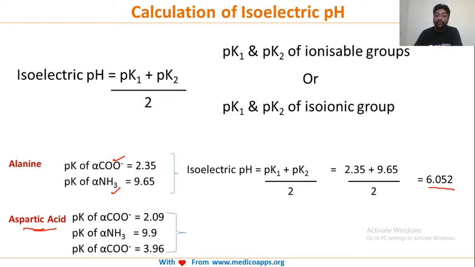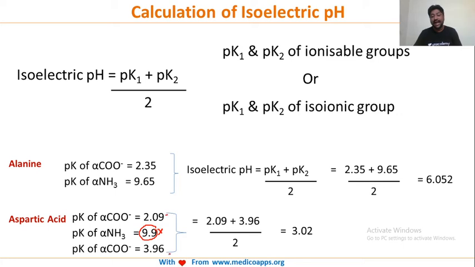Then whatever is the majority here, the acid group is the majority, we will simply take the average of the acid group. We will ignore the base, we will ignore the pK value of the base, we will simply take the average of the acid, and this is the isoelectric pH. Is everybody clear about the calculation of isoelectric pH? So it's a very simple concept.